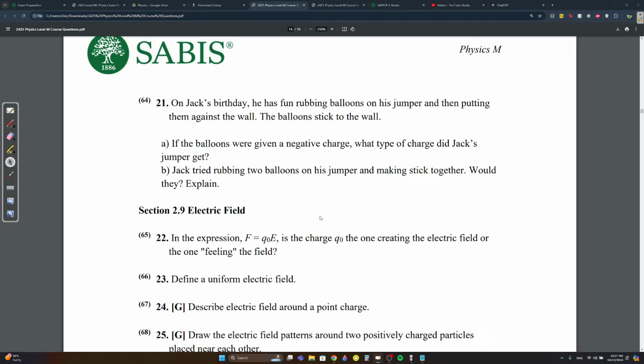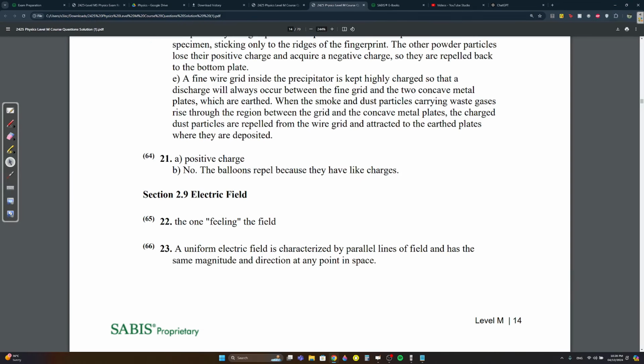In the expression F equals Q naught E, my chair, oh my god. In the expression F equals QE, is the charge Q naught the one creating the electric field or the one feeling the field? It's the one feeling the field. It was in the book.